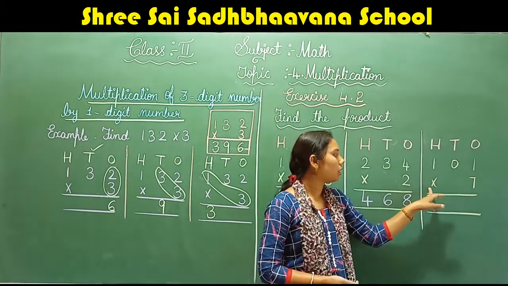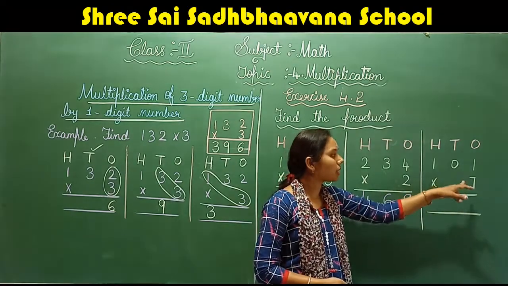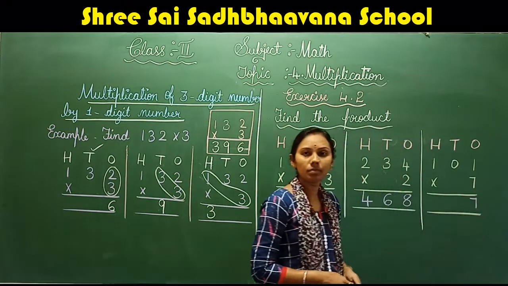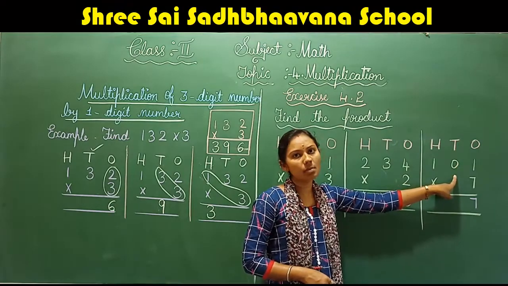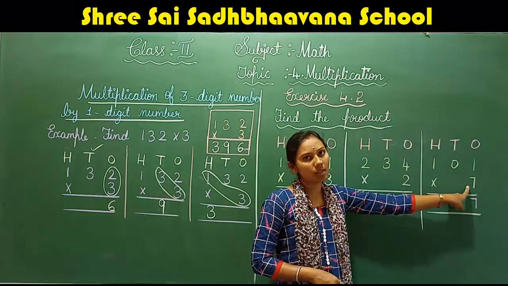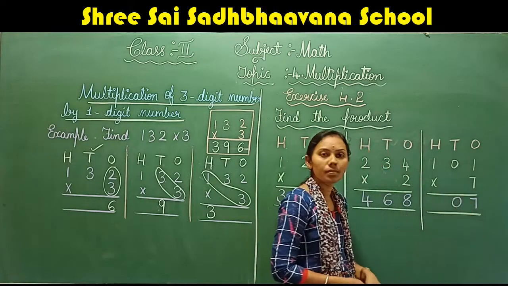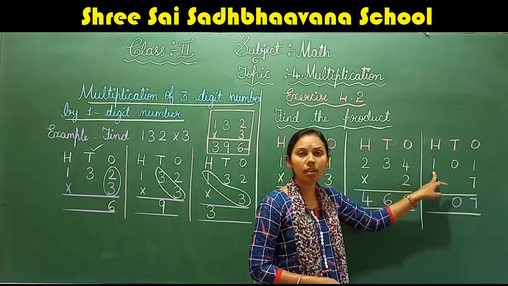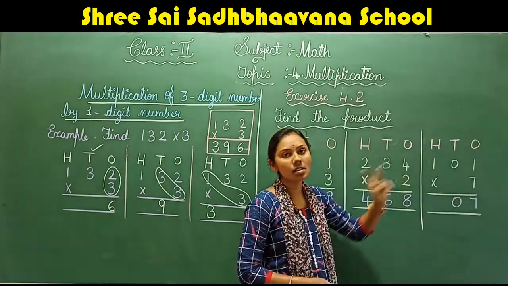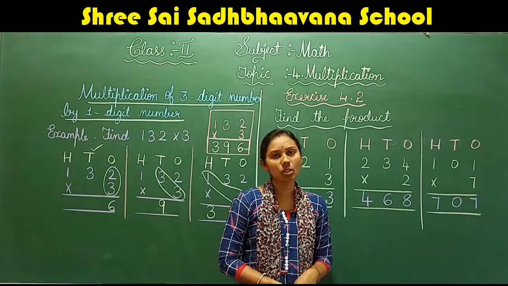Okay, now let us do one more sum. That is 101 multiplied by 7. So in the ones place we can see 1. 1 one multiplied by 7, that is 7 ones are 7. In the tens place we are seeing the number 0, that is 0 tens. 0 tens multiplied by 7, 7 zeros are 0, that is 0 tens. In the 100th place, we are seeing the 1, 100. So 100 multiplied by 7, 7 ones are 7, so 700. 707, we got the product.